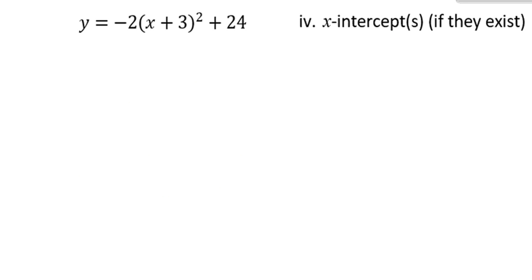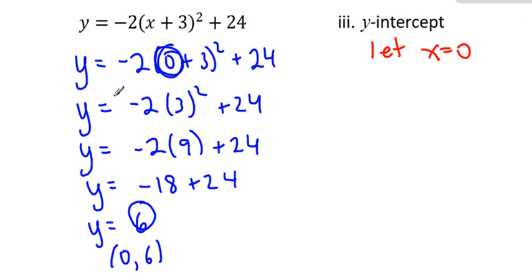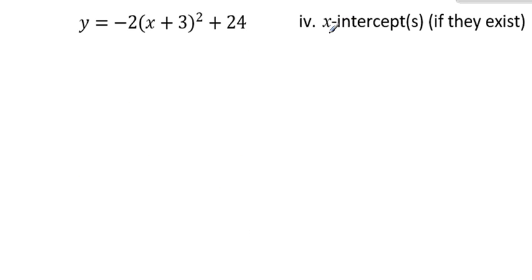Okay, next question. Now I need to find, oh, I caught myself. I said x-intercept, this is the y-intercept. Because now I have to find the x-intercept. And the method is to let y equal 0 and then try to solve for x.